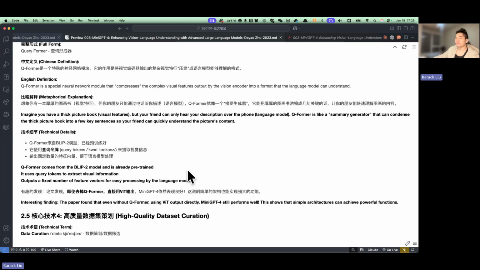Q-Former came from the BLIP-2 model and is already pre-trained. It uses query tokens to extract visual information and outputs a fixed number of feature vectors for easy processing by the language model. Interesting finding, the paper found that even without Q-Former, using ViT output directly, MiniGPT-4 still performs well. This shows that a simple architecture can achieve powerful functions.